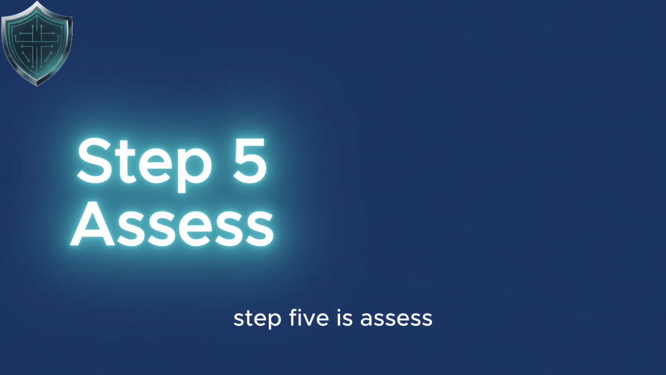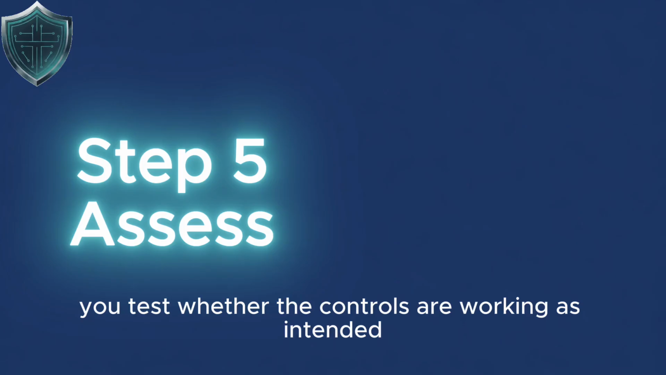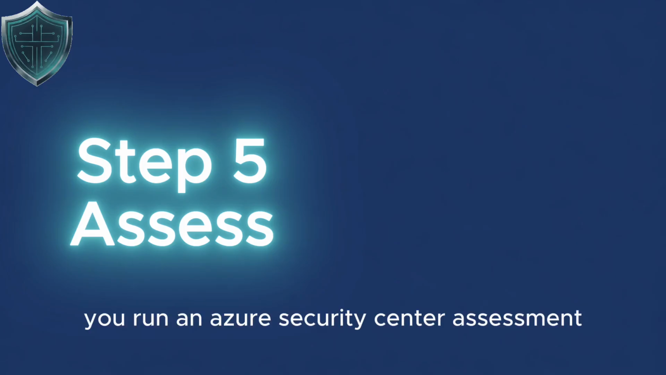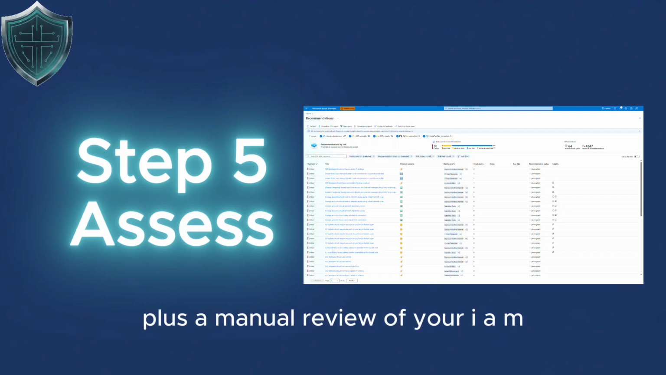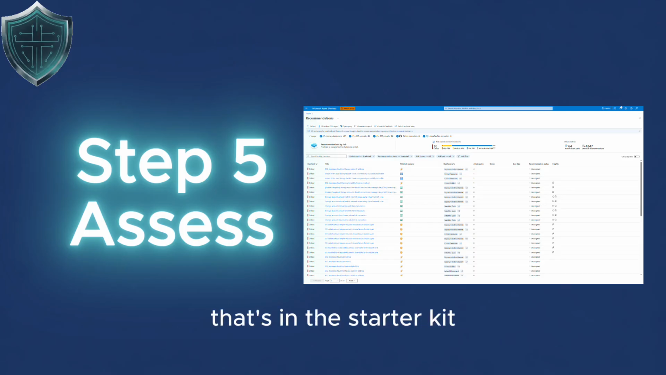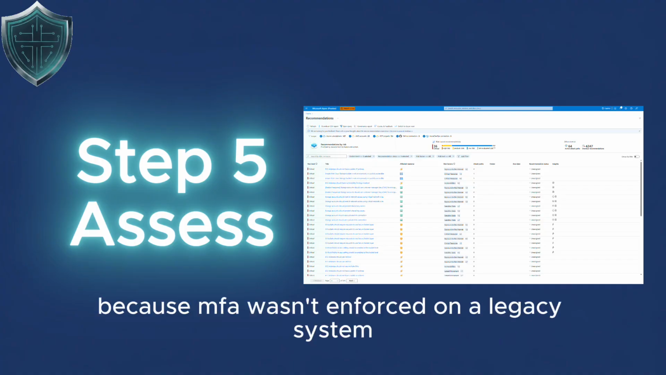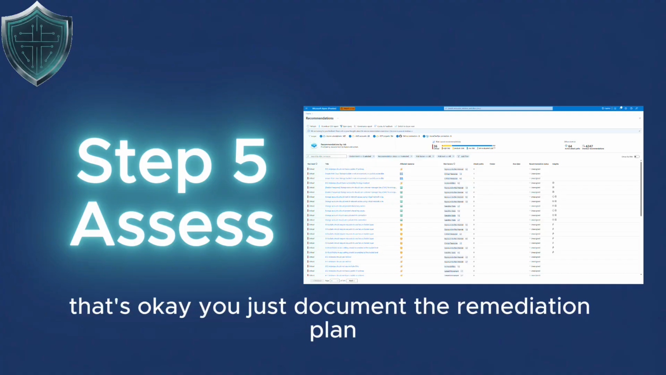Step 5 is assess. You test whether the controls are working as intended. Real example, you run an Azure Security Center assessment, plus a manual review of your IAM policies, and document the results in the assessment plan template that's in the starter kit. You note that one control partially failed because MFA wasn't enforced on a legacy system. That's okay. You just document the remediation plan.